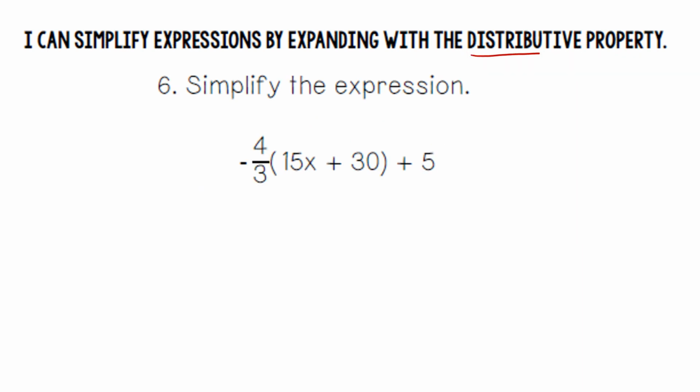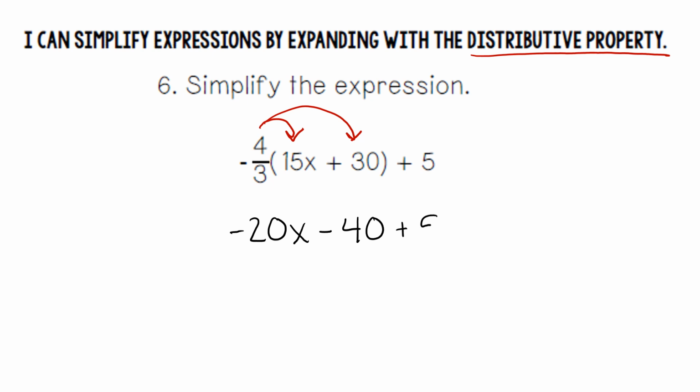For number 6, again, we're going to start with the distributive property and we're going to multiply. So we're going to multiply both parts of our parentheses. The negative 4/3 times the 15 is going to give us a negative 20, and make sure you keep the variable x with it. We multiply the negative 4/3 again by the number 30, and we get an answer of negative 40. The plus 5 stays at the back because it's not part of the parentheses.